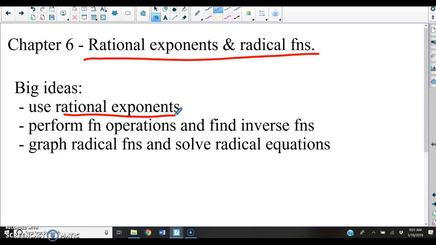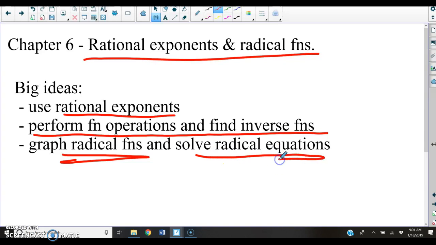Now remember what rational numbers are. Rational numbers are numbers that can be written as fractions. So we're looking at using fractional exponents. We're going to perform function operations, find the inverse functions, and graph radical functions, of course, and solve equations.